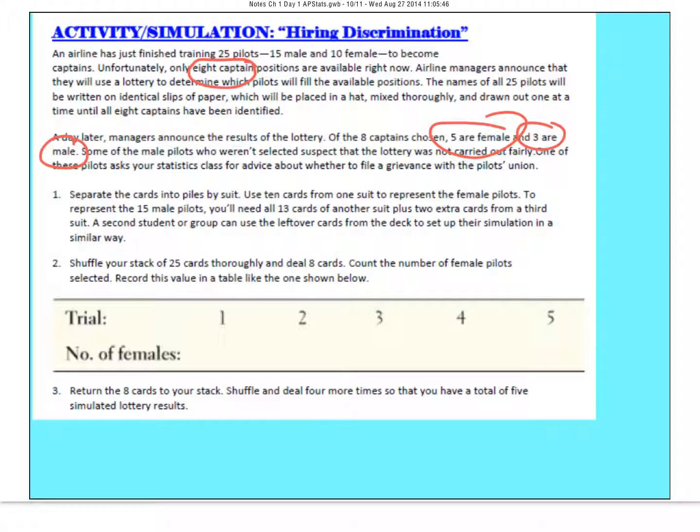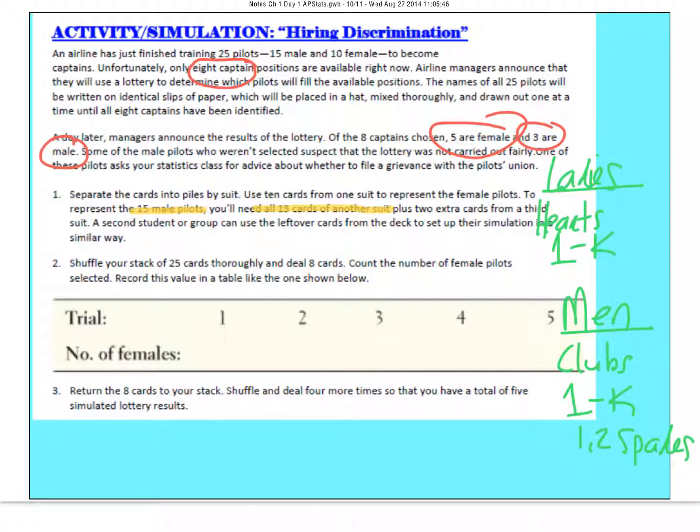There's a variety of ways you can do it. One suggestion is this. For the females, we're going to need 13 cards of a suit. So for the ladies, let's use the hearts, the ace through the king, which will give us 13 cards, and we would put those in a pile. Now for the guys, we need to represent 15 male pilots. So maybe we'll use some of the black cards for that.